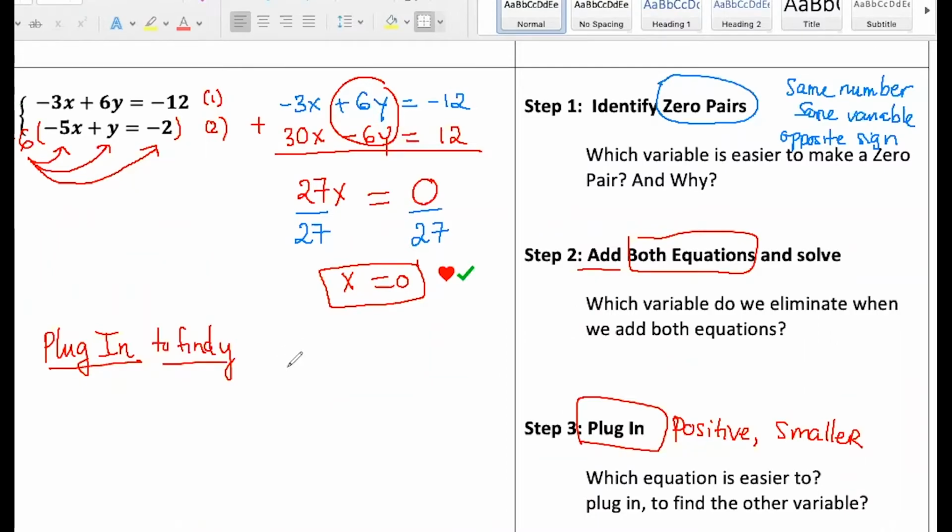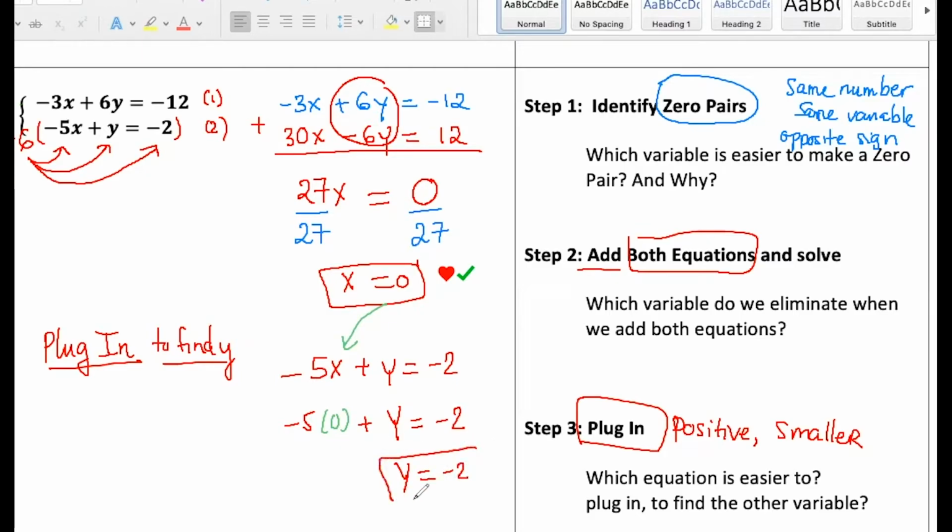So let's go ahead and start with the smaller y. So negative 5x plus y equals negative 2. Okay, so to find y right here, I'm going to plug in the x value that we already found. How much is that? 0, right? Put it right here. This is 0. And then I'm going to put negative 5, and then plus y equals negative 2. Negative 5 times 0 is gone. So I'm just left with y equals negative 2.